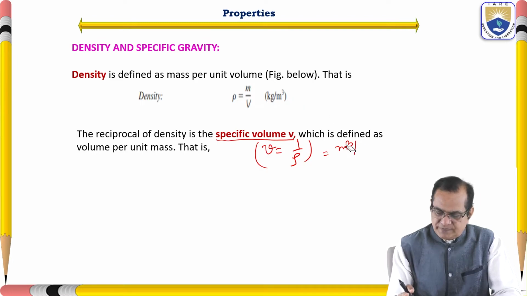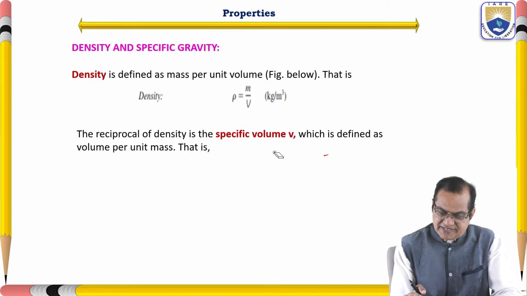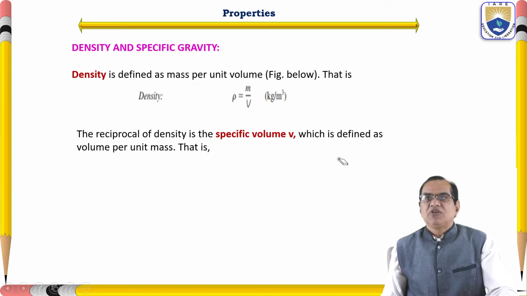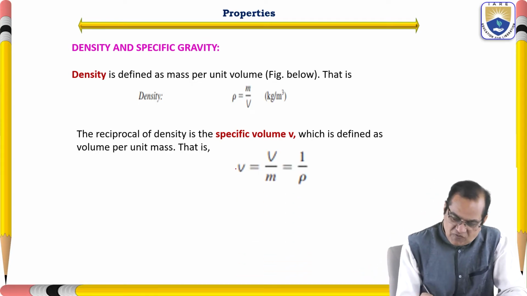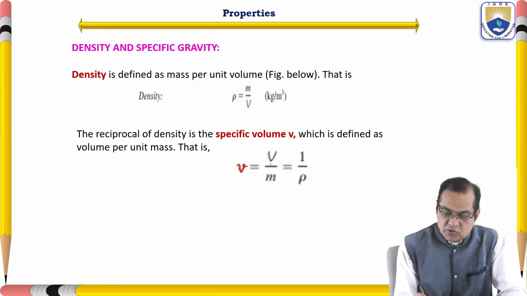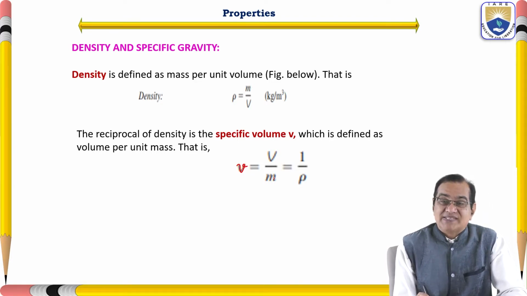So this we have to understand very well. These things will be useful in future. So here specific volume, small v, is equal to capital V, the total volume, divided by mass. So this is equal to 1 by rho.